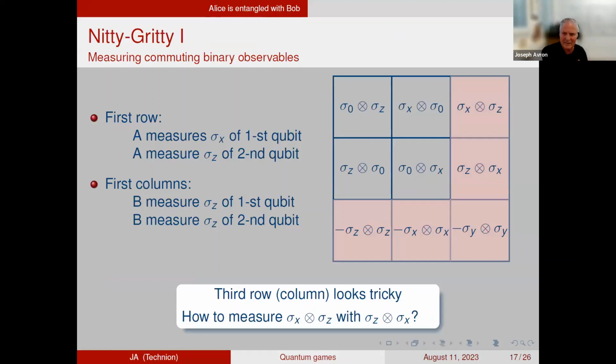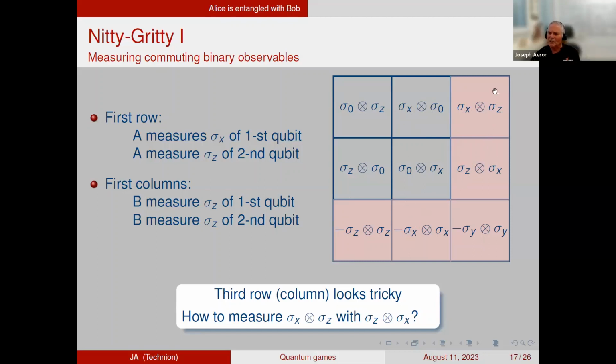I don't know if... now there is a subtle point here which I want to explain. You see, for example, the measurement of the observables in the first row is easy, because as you can see, the first qubit is measured in the x basis, and the second qubit is measured in the z basis, and here you don't need to make any measurement. So the first row seems to be easy, and this is also true for the first column. It's also true for the second row and the second column.